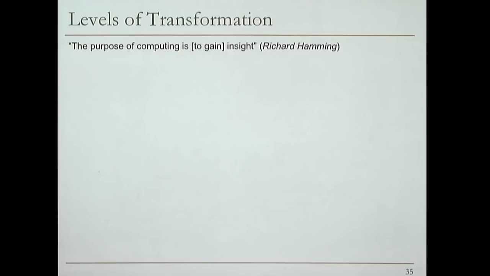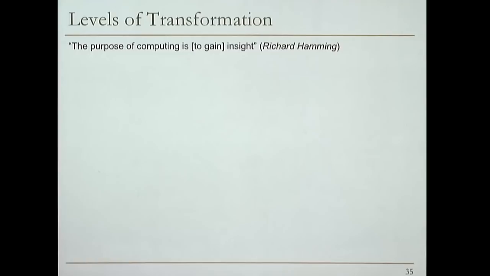Okay, so Hamming is a famous computer scientist for error correcting codes, especially Hamming codes. And this is what he said. Basically, the purpose of computing is to gain insight. In the end, that's our goal. That's why we're doing, I'm picking on deep neural networks today, that's why we're doing deep neural networks, right? We want to gain insight into some problem that we're trying to solve.